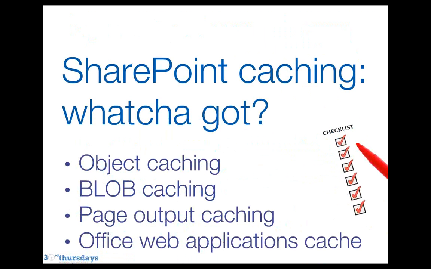So what does SharePoint have? Well, a number of confusingly named options, but they're each distinct in their own right in what they do. We have object caching, blob caching, page output caching, and with SharePoint 2010, we also have the Office Web Applications cache. These are the options you have available to you as an IT pro or an administrator. There are plenty of other ways to do caching within SharePoint, but these are the knobs and dials that we most readily have available to us.